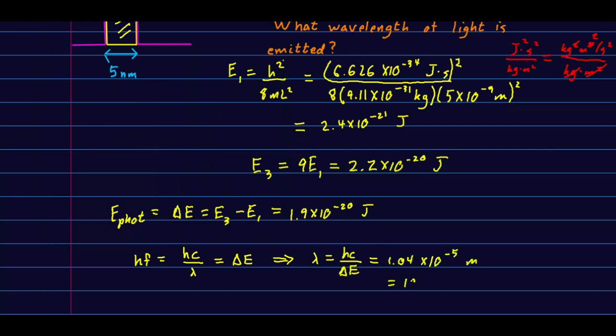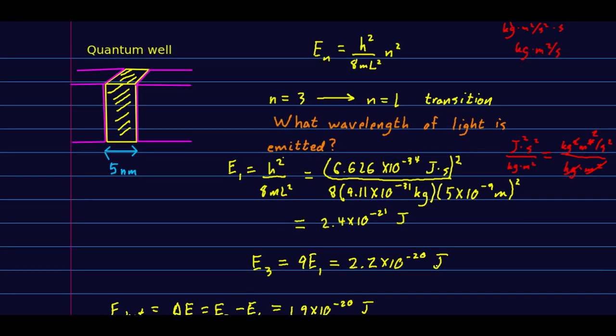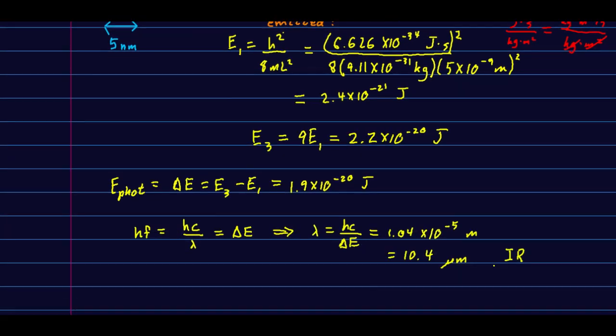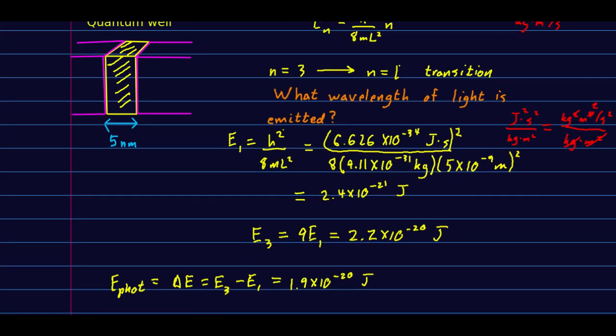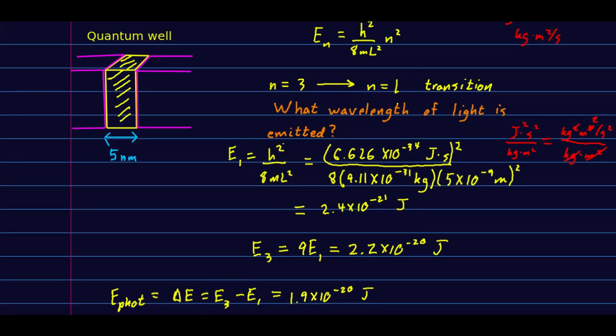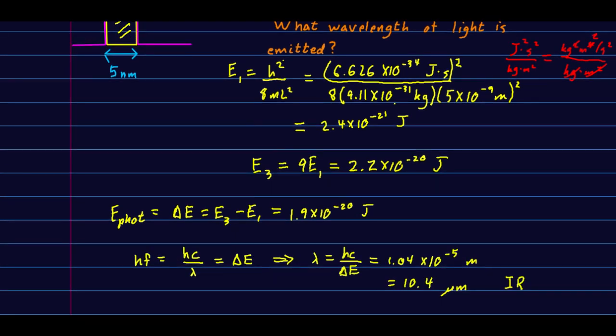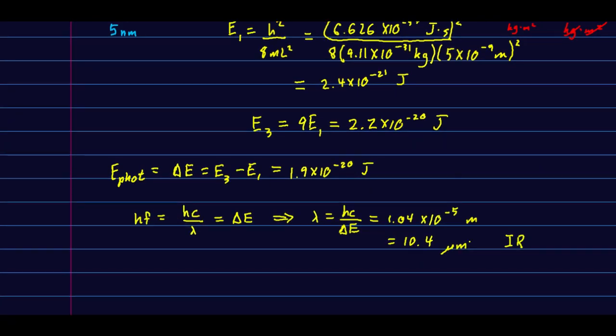or 10.4 micrometers. So that is in the infrared range and tells us that this quantum well is going to emit at this wavelength in the infrared. Among others, there will be other transitions that are possible, and so its spectrum would have a number of lines in it, but one of them would be a line corresponding to light of this wavelength.